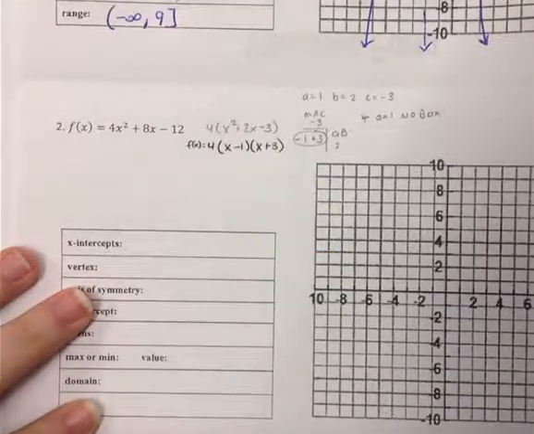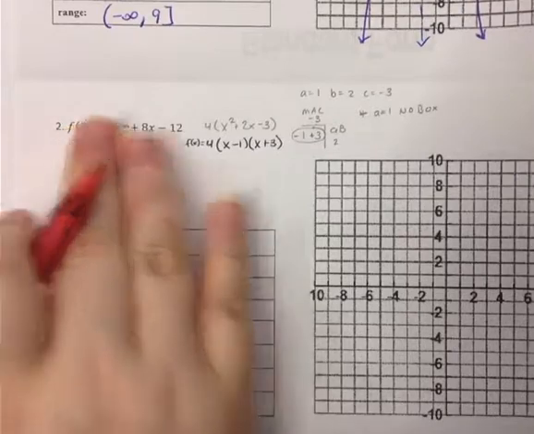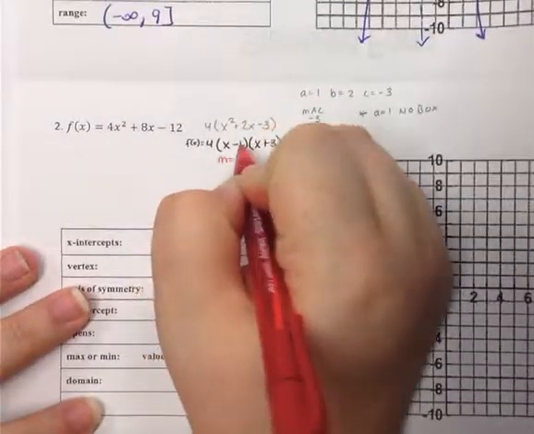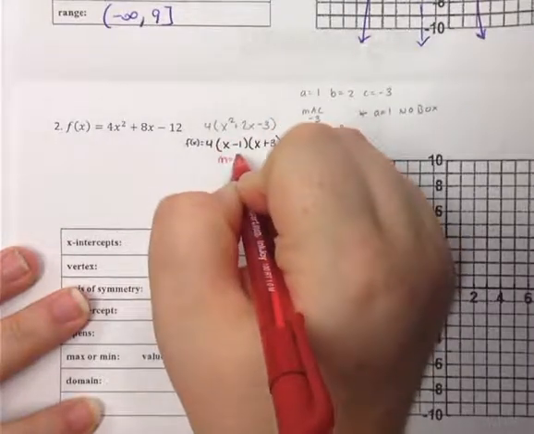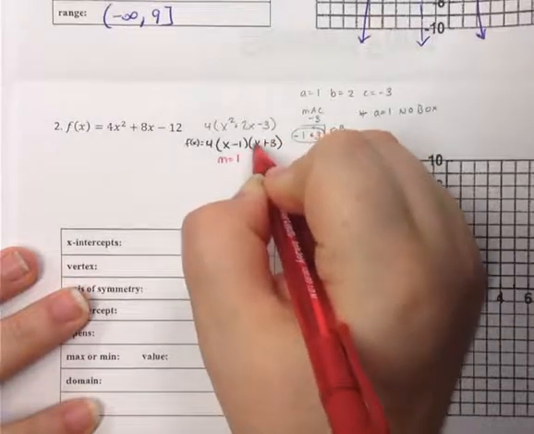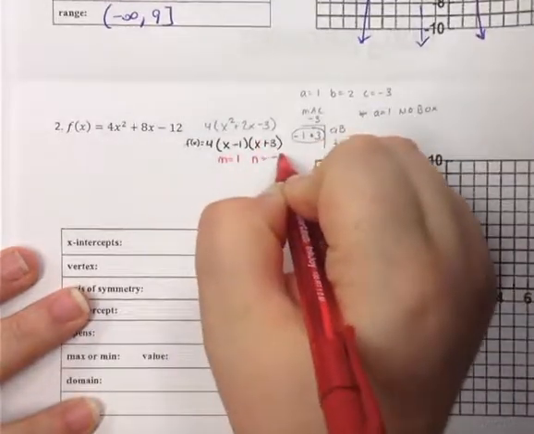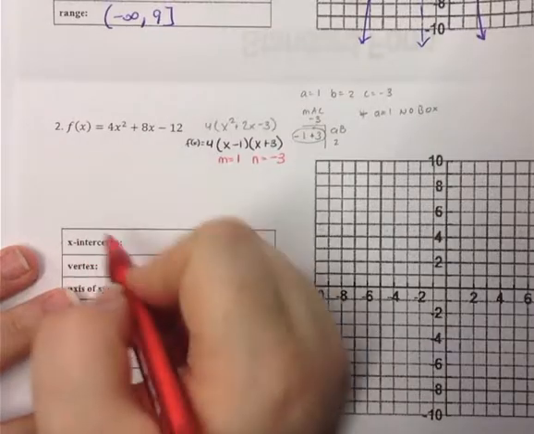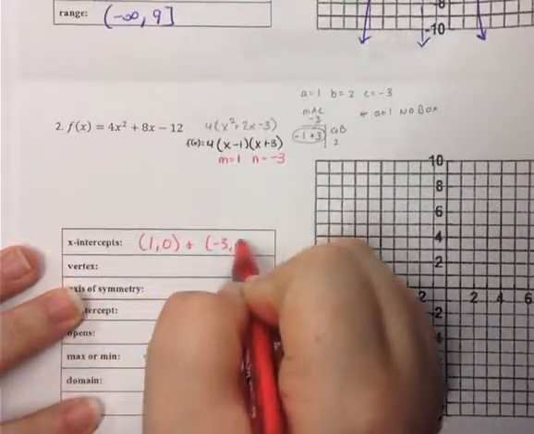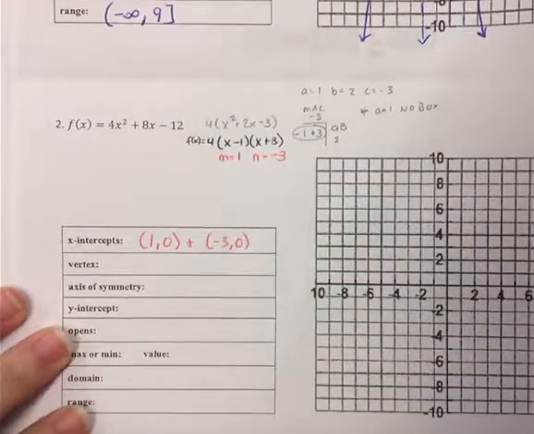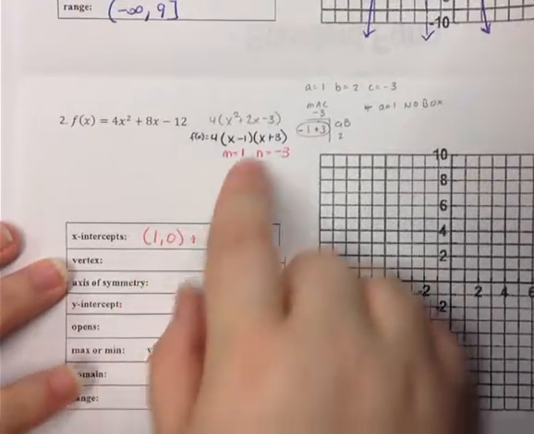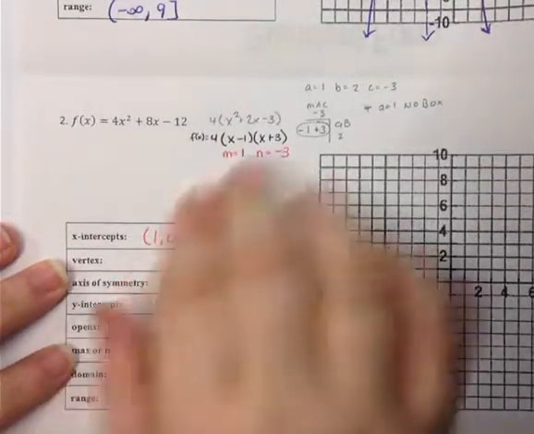The reason we want to do this is so we can use our x-intercepts. Everything else comes from the original, but our x-intercepts have to come from our factored form. Our m is equal to a change of sign, divide, a positive 1. N is equal to, again, change the sign and divide. So a negative 3 divided by 1 is a negative 3. So our x-intercepts are at 1, 0 and negative 3, 0. Now we go back to the original problem.